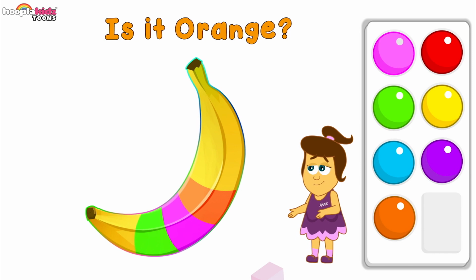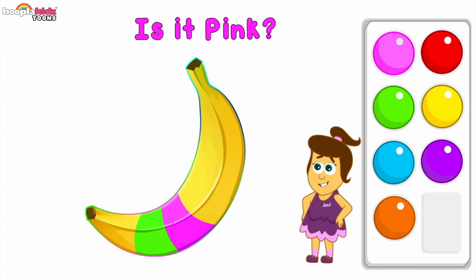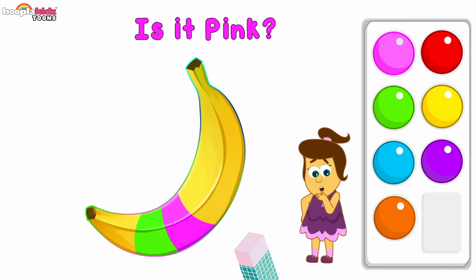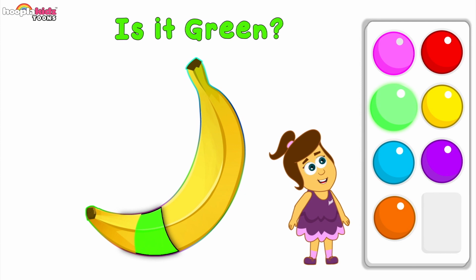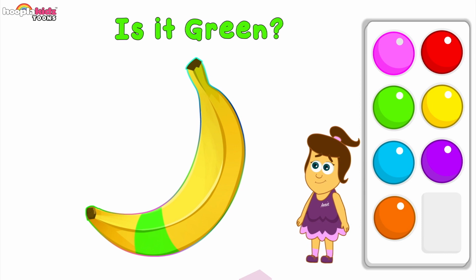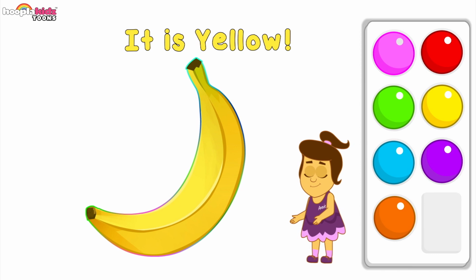Okay, is it pink? No, it's not pink. Is it green? Let's rub that out too. And what colour are we left with? That's right! A banana is yellow.